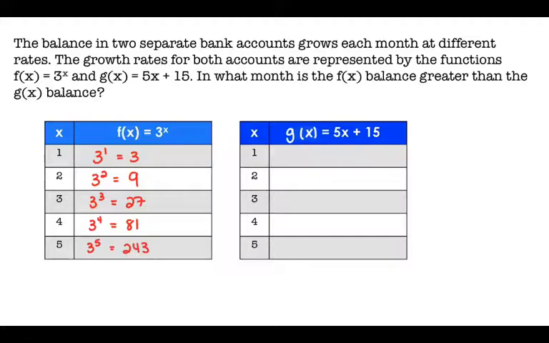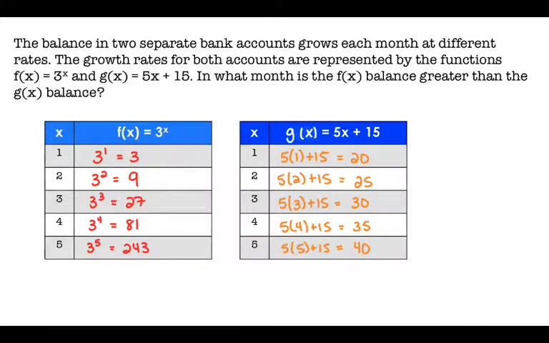So now that you have those answers done, we're going to go to the linear function side and do the same thing, plugging 1 through 5 in. So when you plug that in, you get 5 times 1, which is 5, and 5 plus 15 is 20. 5 times 2 is 10, and 10 plus 15 is 25. 5 times 3 is 15, and 15 plus 15 is 30. And you can see that the pattern is just increasing by 5 every time. So the next one should be 35, right? 5 times 4 is 20, and 20 plus 15 is 35. And 5 times 5 is 25, and 25 plus 15 is 40.